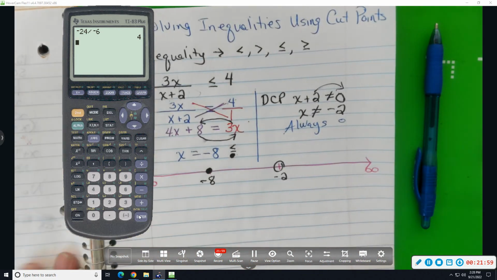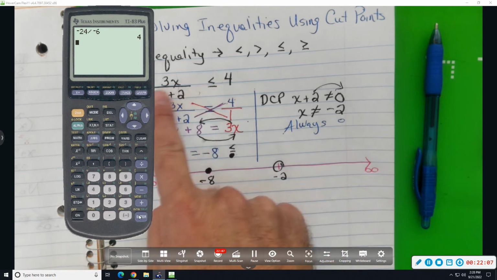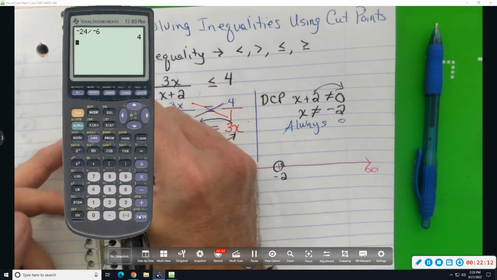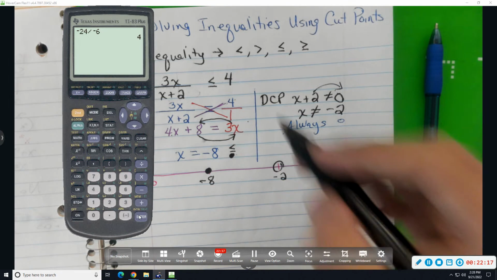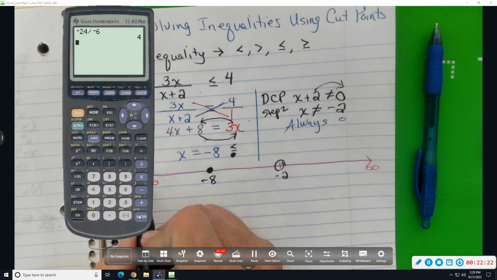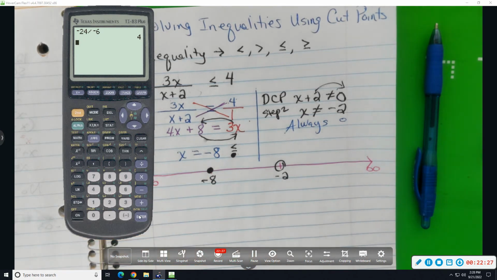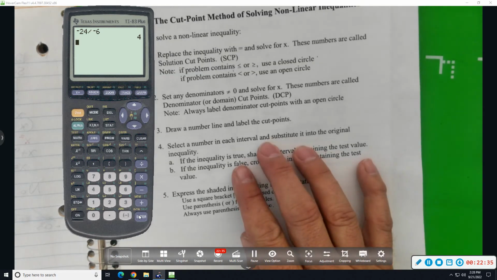What we need to do now is shade part of the number line, and that's what step 4 is. So far, right here where I say SCP, that was step 1. You know what? Let me label it. Step 1. Right here, the DCPs, step 2. Right out here, drawing the number line, that's step 3. Step 4, we're going to figure out which region to shade.